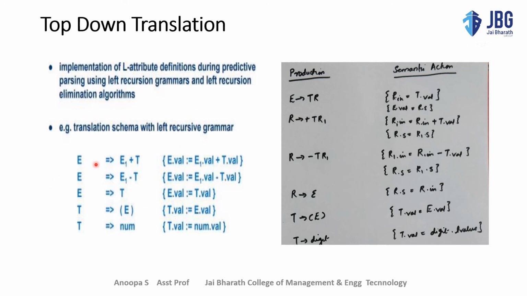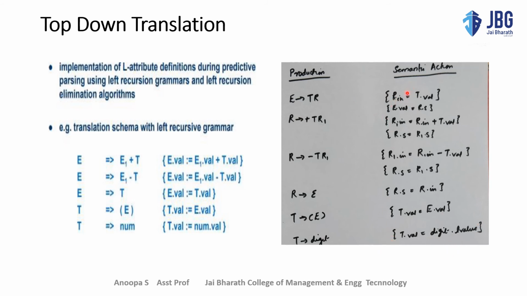For example, E giving E plus T, E giving E minus T, E giving T, T giving num have left recursion here. The first step is you have to eliminate the left recursion. So we have discussed how we have to eliminate left recursion. So this is the production that I get after eliminating the left recursions. So I am replacing this with another variable, right? So E giving TR and R giving plus TR1 and R giving minus TR1 I will get after eliminating the left recursions. Now I am writing the semantic actions.